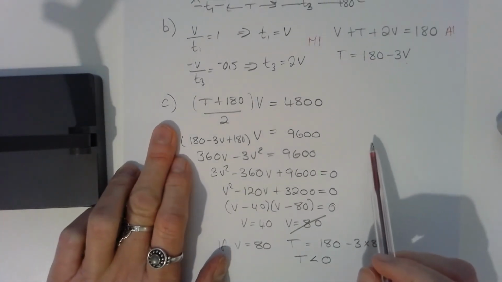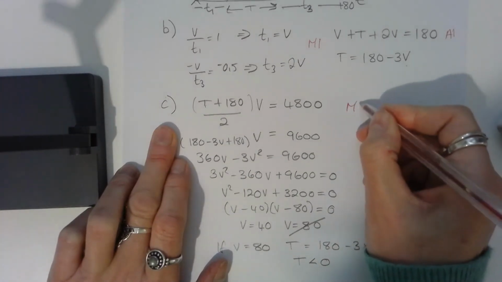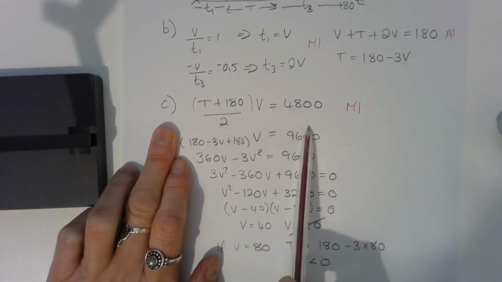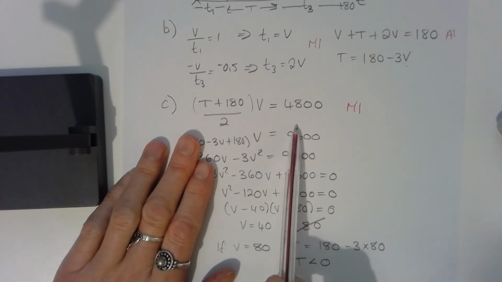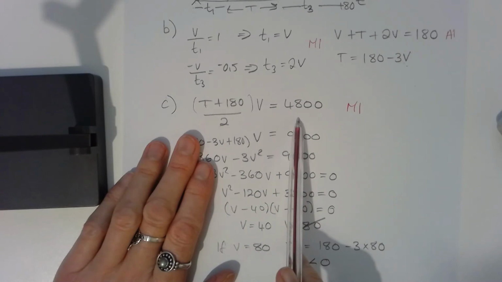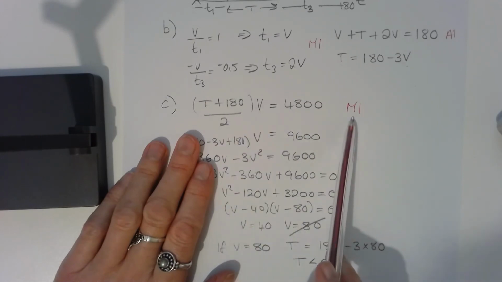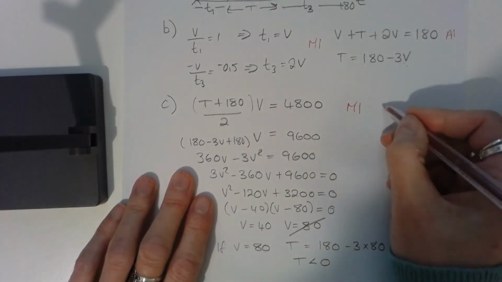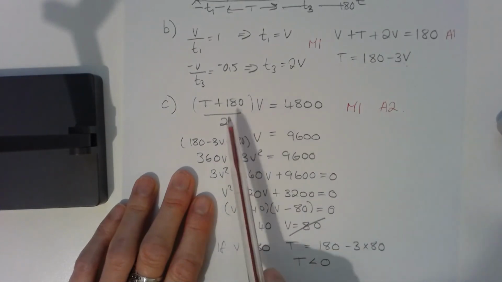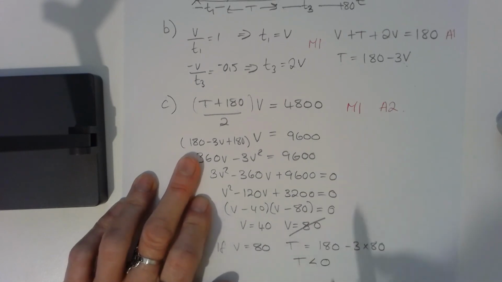So for part C, one method mark for an attempt to use the area of a trapezium. It doesn't have to be the area of a trapezium, it could be the area of 2 triangles and a rectangle, but much easier to use a trapezium. There must be some dividing by 2 somewhere in the equation to get that mark. 2 accuracy marks, subtracting 1 mark for each error. So if you have more than 2 errors, you get no accuracy marks, but you still get the method mark.